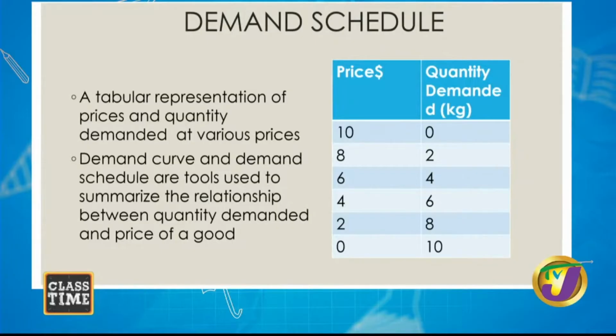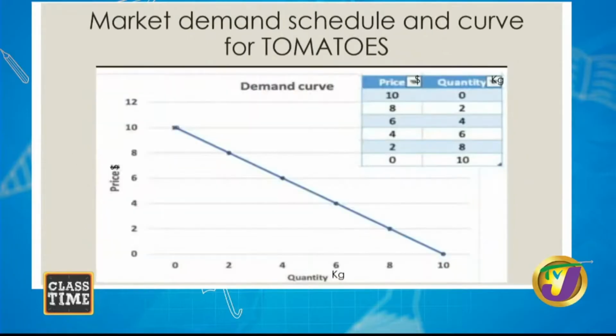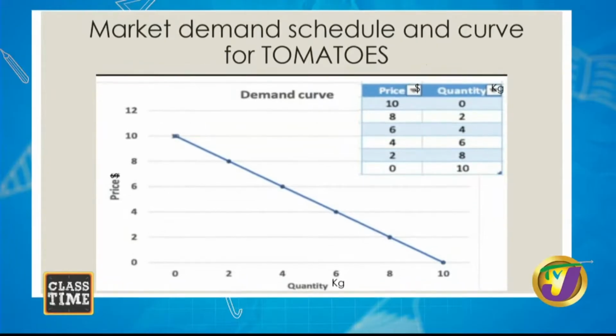So let's look at the example. Putting our schedule on our curve. So this is what we call a demand curve. The demand curve slopes from left to right. This is a representation of tomatoes in the market space. So as we match items together, our prices are reflected on the y-axis and our quantity would be represented on our x-axis.